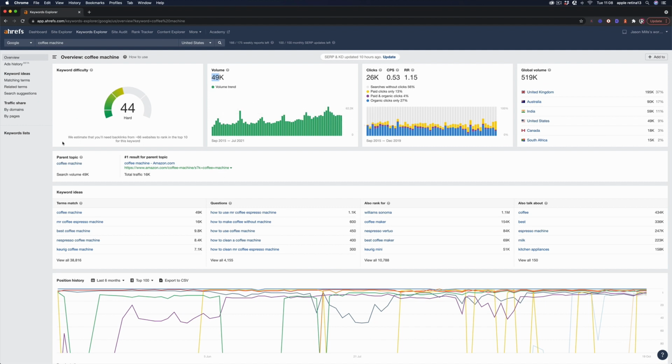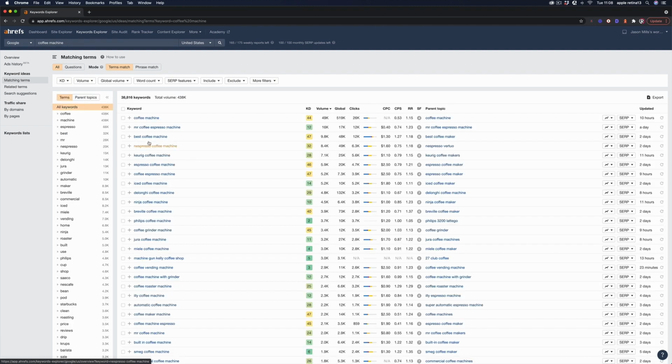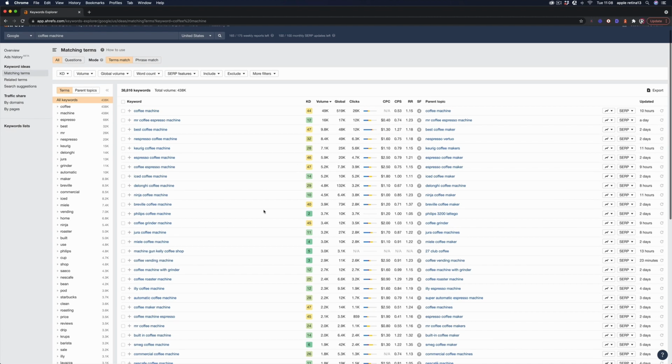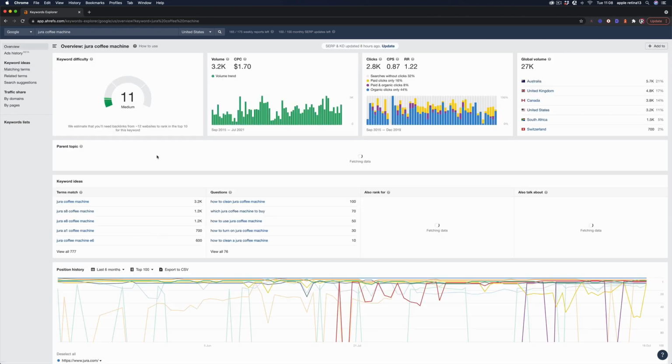What we can see here is we can look at the keyword ideas, so let's click into here and take a look. And we can see a lot of these are the keyword difficulties that we're looking at. 44 is going to be pretty tough. So I'm just going down and looking at what kind of stands out. Let's have a look at this Jura coffee machine. There's 3,200 searches per month on that, and it's a keyword difficulty of 11, which is still a medium difficulty keyword. Again, the graph is kind of going in a positive correlation there, which is nice to see.